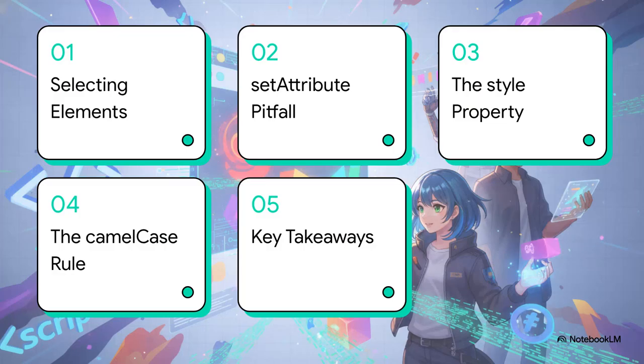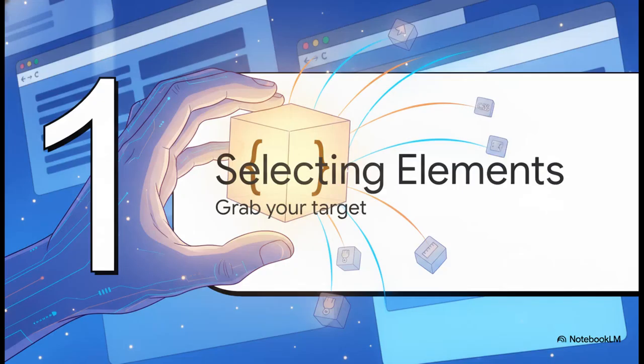Here's our roadmap for this explainer. We've got 5 sections today: selecting your HTML element, the setAttribute pitfall, the preferred style property, mastering the camelCase rule, and a summary with key takeaways. Let's get right to it. Okay, let's dive into this.